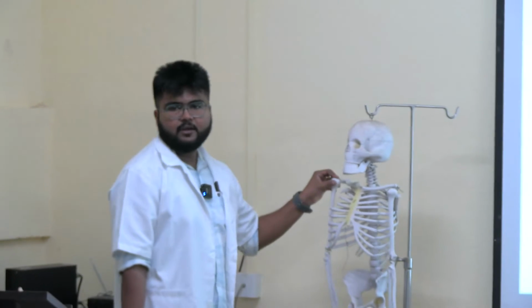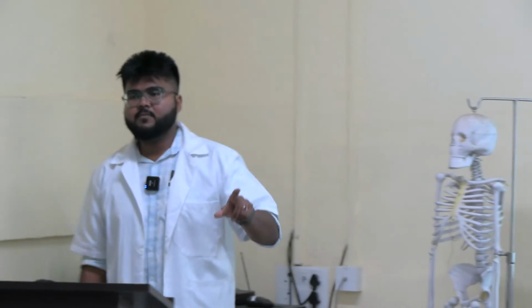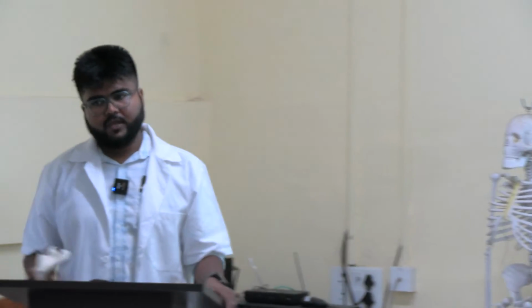Here you can see one cavity is present, a cavity or fossa. This is called the glenoid cavity. Here the head of the humerus bone articulates and forms the shoulder joint. Shoulder joint comes as a long question, a 10-mark question. So this is the glenoid cavity or glenoid fossa. Always remember this glenoid cavity is always located laterally.